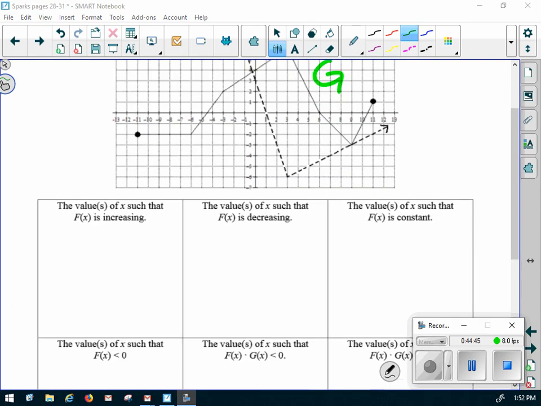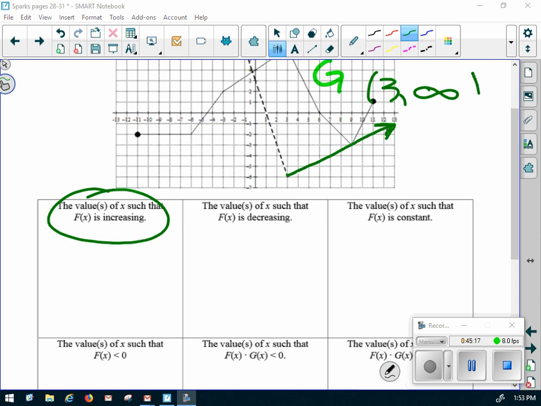Mia had a question about this one, and she said, because there's an arrow here, what do I do? This function is increasing forever, isn't it? Starting where? Is 3 included? No. So you're going 3. This thing doesn't stop. Infinity is not a number. You never, never, never use a bracket with infinity. It's always parentheses.